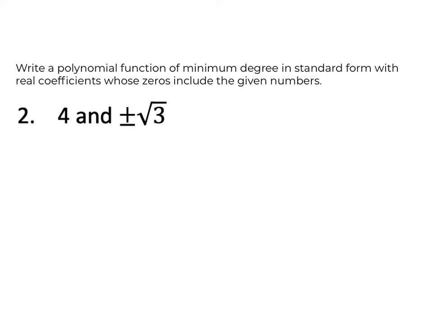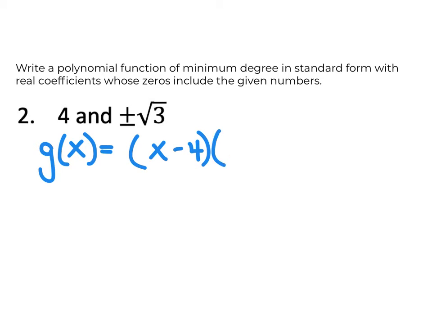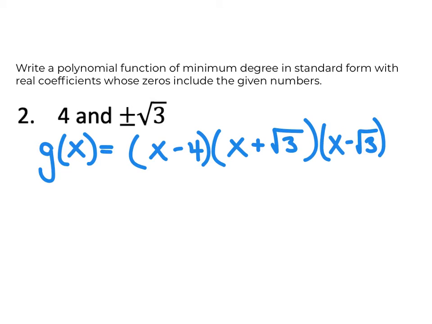So in the next example, I can see that I'm given 3 roots as a starting point. So 4 and then plus or minus root 3. So I'm going to say that g of x is equal to, so my first factor would be x minus 4, and then I would have x plus root 3 and x minus root 3. So to put this in standard form, I can multiply any two together. To make your life easiest, always do these two here together first that just have the opposite signs.